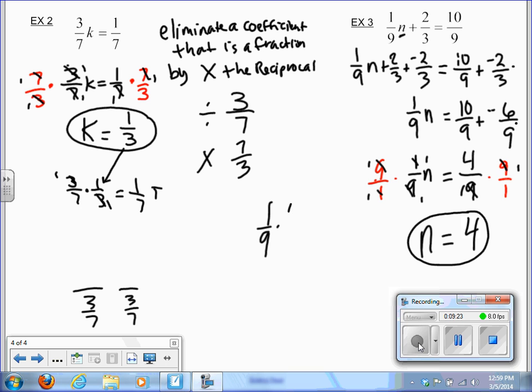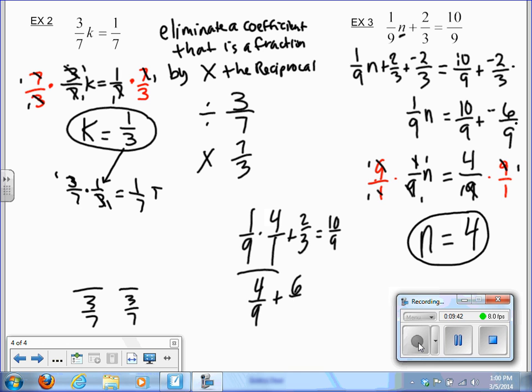1/9 times 4. 4 goes over 1 plus 2/3 equals 10/9. Okay? This right here, and we follow order of operations. This equals 4/9 plus 2/3, which is how many 9s? 6/9. Does that equal 10/9? Yes. So my equation is true. All right.